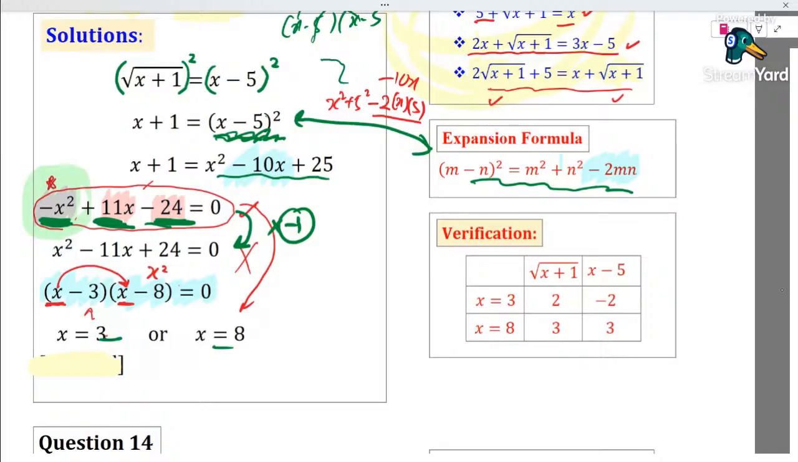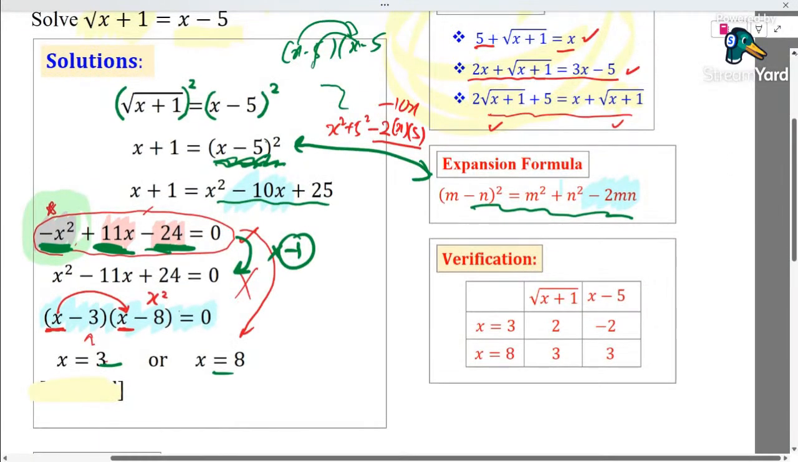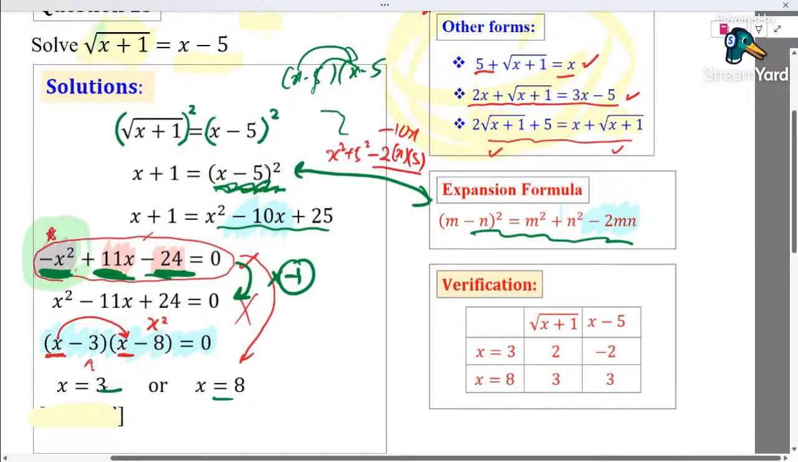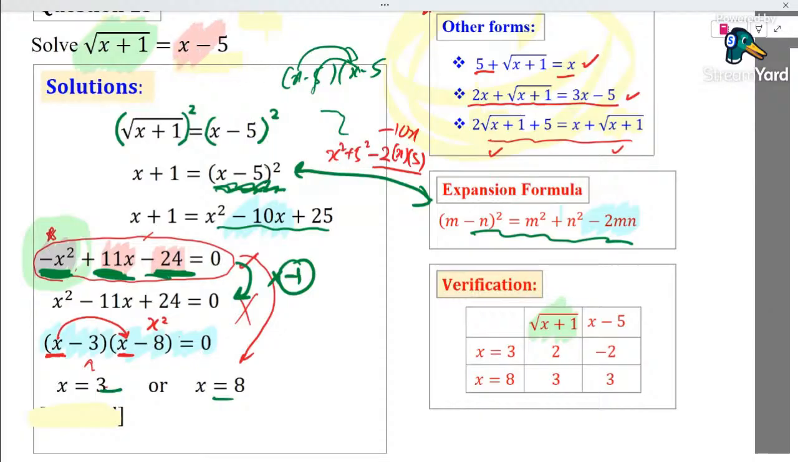So in here, to decide the answer, what I want you to do is refer back to the original equation. This one, the original equation. The left-hand side, the part I highlighted in green. The right-hand side, I highlighted in red.